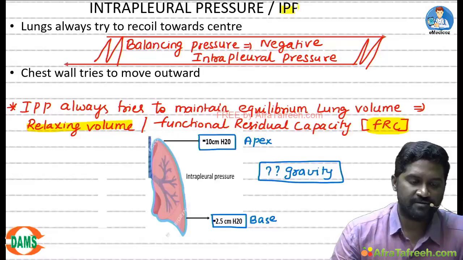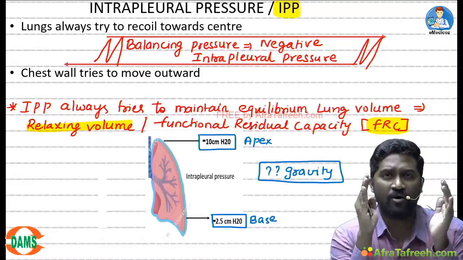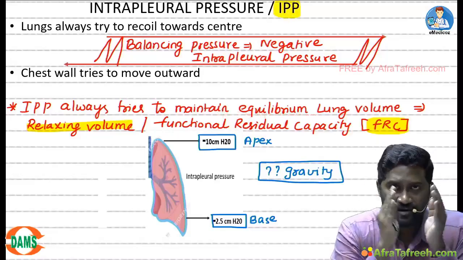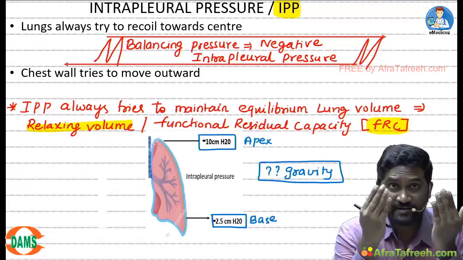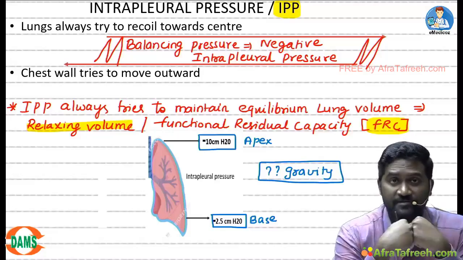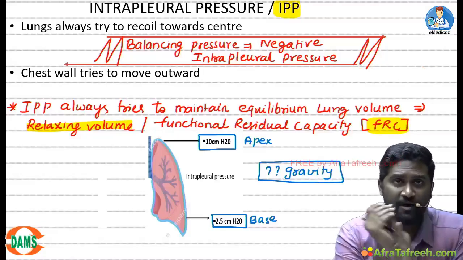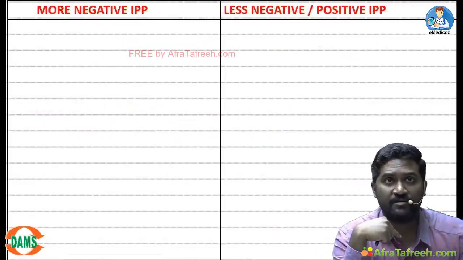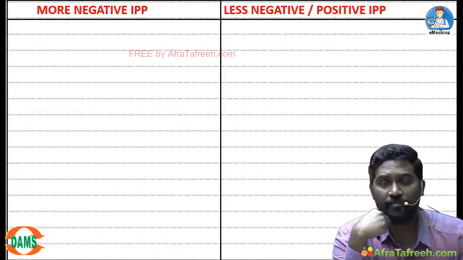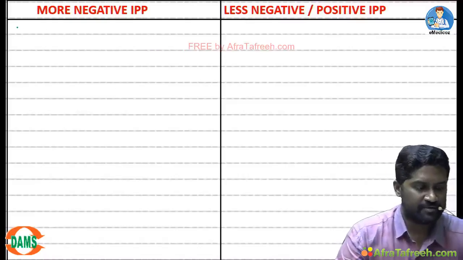So this intrapleural pressure is something happening in all of us, in all of our bodies, around our lungs. There is a covering called pleura. Within that pleura there is a pressure called intrapleural pressure, and what is its function? To maintain equilibrium lung volume. Let us see conditions where this intrapleural pressure can alter: more negative intrapleural pressure, and less negative or positive intrapleural pressure. Let us start with more negative intrapleural pressure.